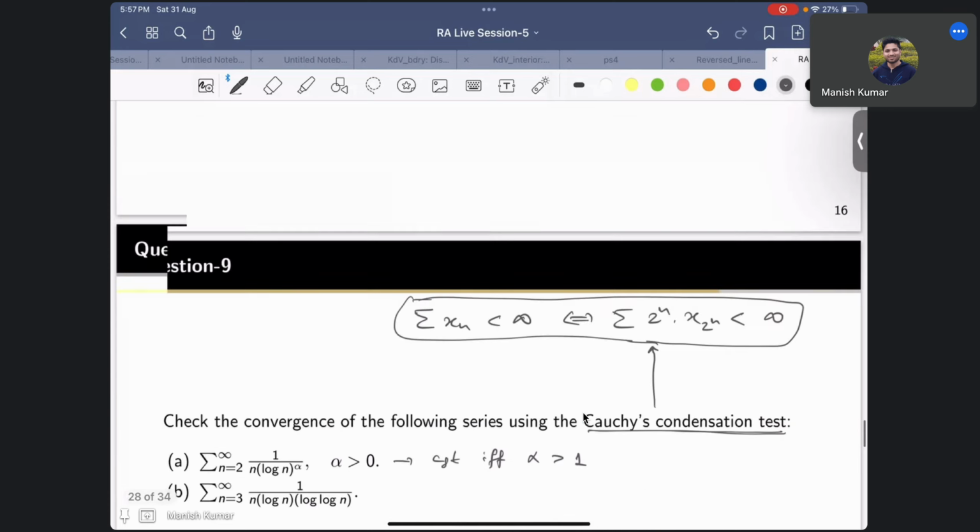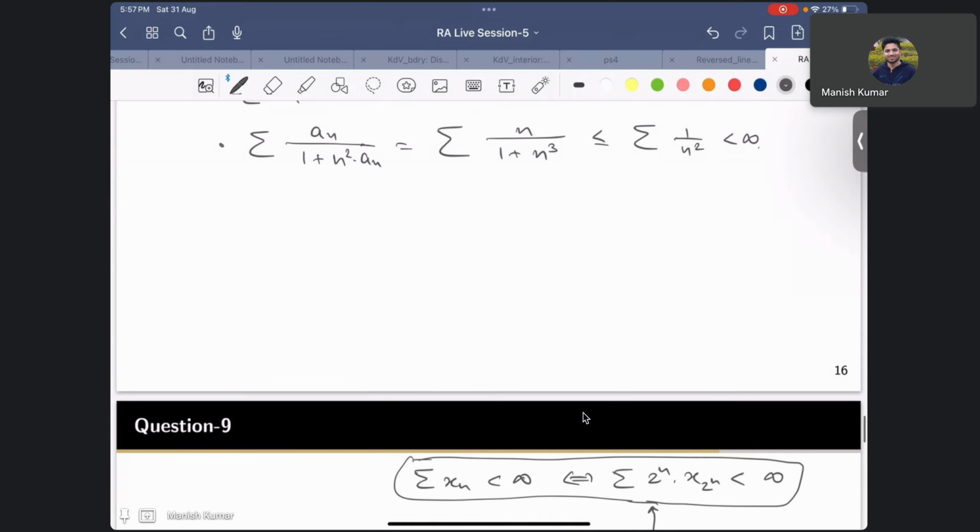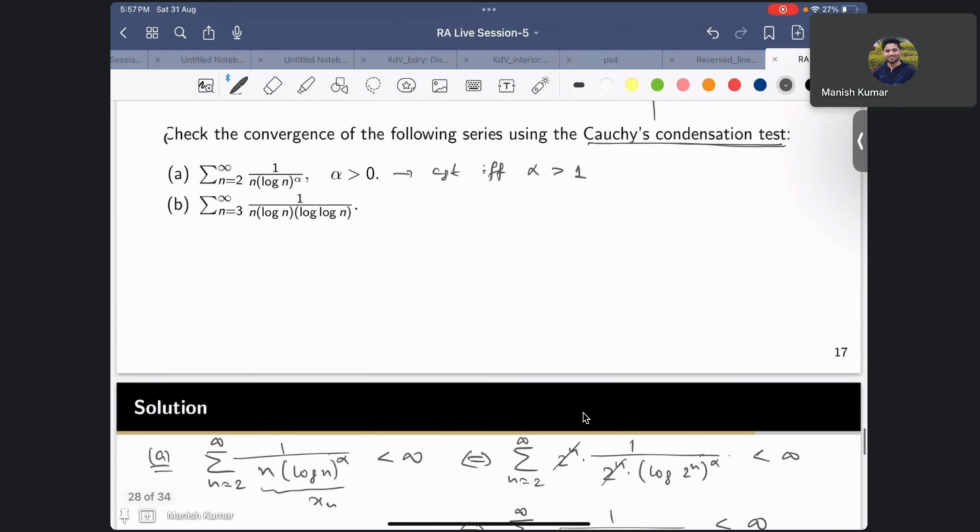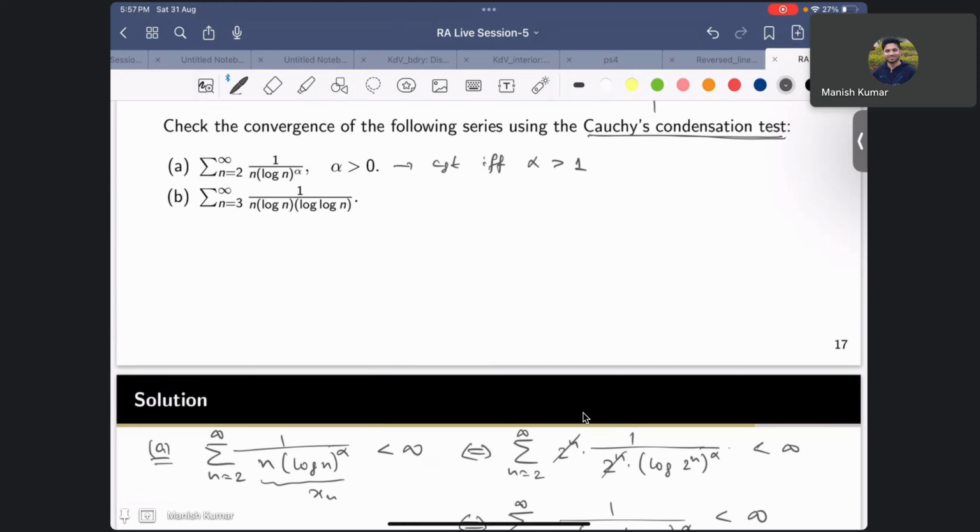Not in this problem, sir. When we are given a problem, how do we choose whether we have to apply the Cauchy condensation test or the comparison test? How do we know, sir?